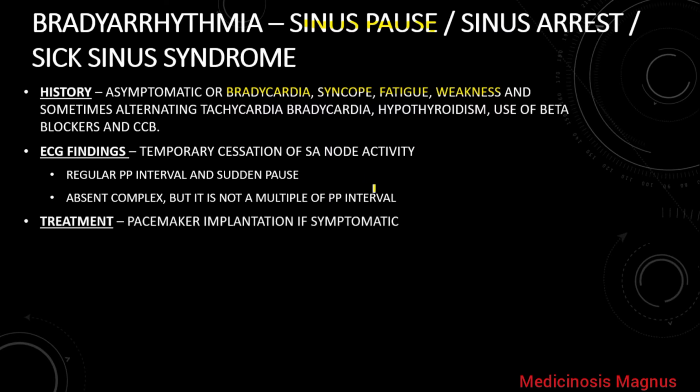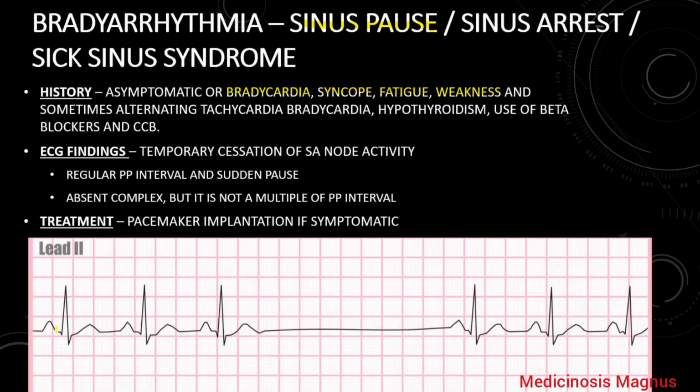Then for the treatment, we'll use pacemaker implantation if the patient is symptomatic. The pacemaker just increases the heart rate. If you see here, this is a P wave and this is a P wave. If you see the distance, that is the PP interval. There are PP intervals and suddenly there is a pause, that is, there is an absent complex. There should have been an ECG wave here, but it is not there. This is sinus pause, and this absent complex is not a multiple of the PP interval.